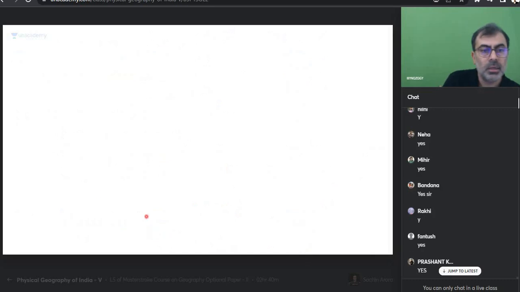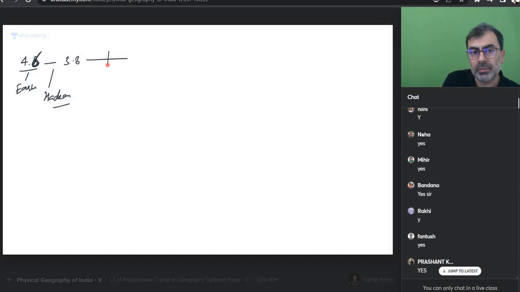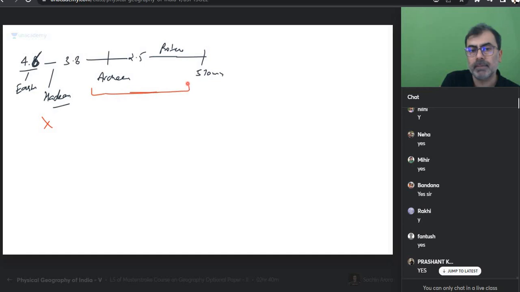Everyone, let me add something. So 4.8 billion, Earth is born. Sorry, 4.6. 3.8 is the Hadean period. Then we have Archean. Then we have Proterozoic. How much? Up to 570 million years. So can I say nothing? What was formed here?